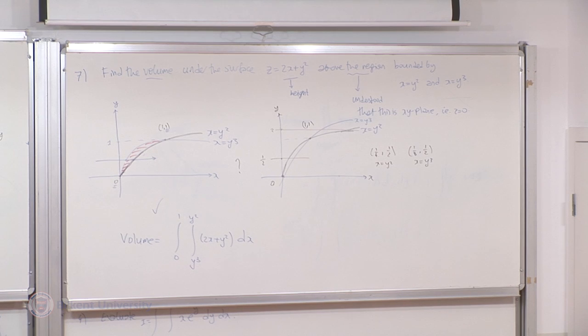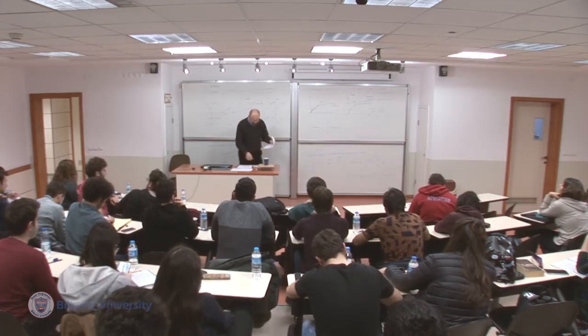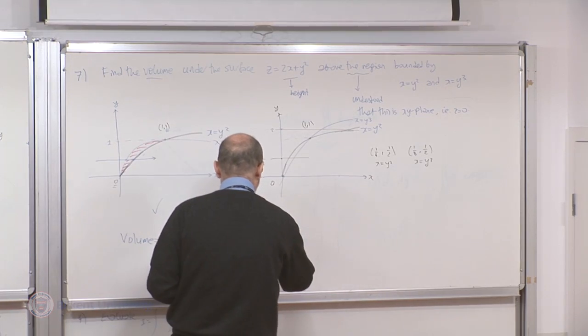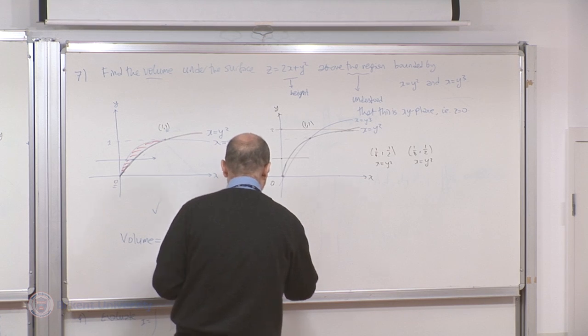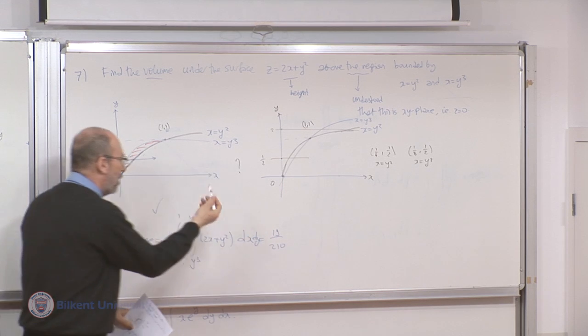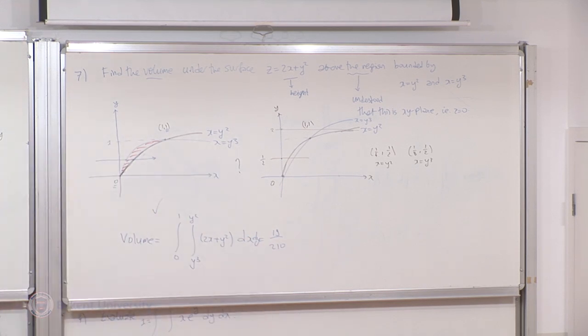Okay, so this is easy. I'll just write the answer for you to check. This is 19 over 210. Okay, so there's no challenge here. This is dy. There's no challenge here. You are just integrating a polynomial.